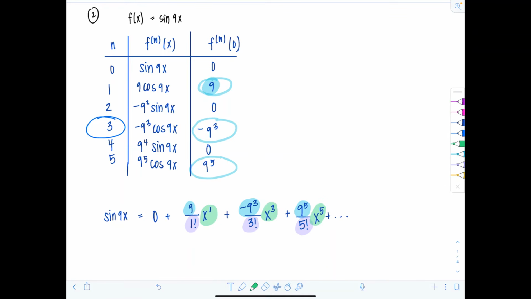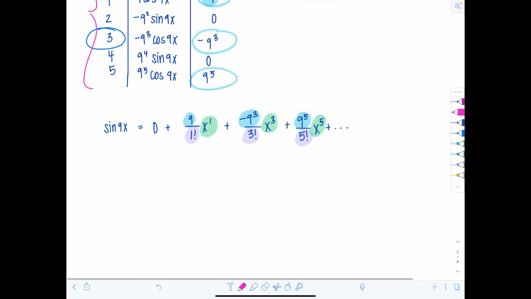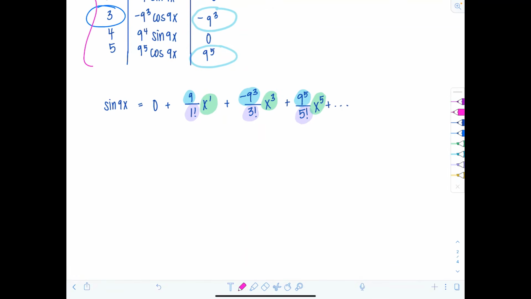All right, now how are we going to write this in sigma notation? Well, these n's pertain to figuring out the coefficients of the terms. But when I write it in sigma notation, I'm going to have n represent something different. This is going to be for n equals 1, this is for n equals 2, this is for n equals 3 in my sum now, okay? So I'm going to start my sum at n equals 1 to infinity.